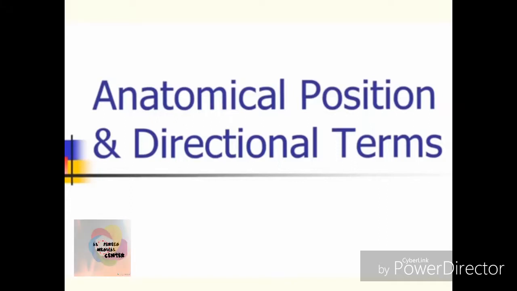This video will cover the anatomical positions and directional terms associated with the human body. Now, the anatomical directional terms are like the directions on a compass. Like the directions north, south, east, and west, they can be used to describe the location of structures in relation to other structures located in the body.